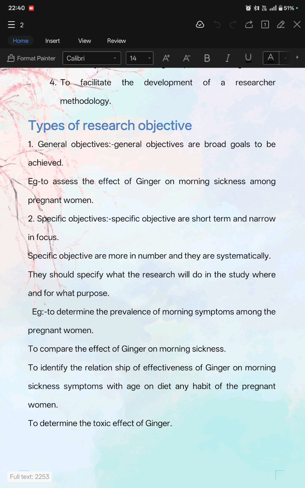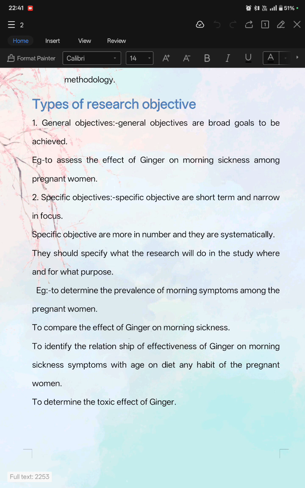Example: to determine the prevalence of morning sickness symptoms among the pregnant women, to compare the effect of ginger on morning sickness, to identify the relationship of effectiveness of ginger on morning sickness symptoms with age, diet, any habit of pregnant women, to determine the toxic effect of ginger.